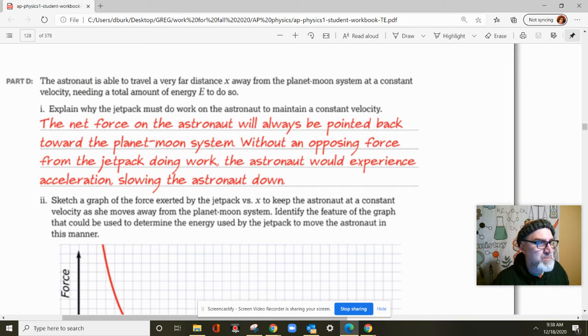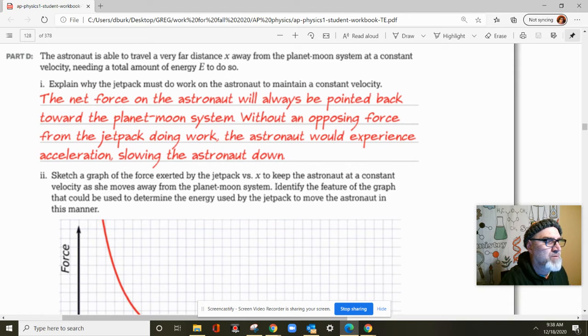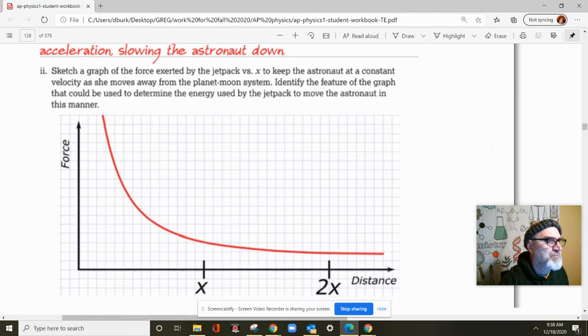The astronaut's just going to keep getting pulled slightly by the planet system. So you have to have the jetpack pushing against that all the time in order to keep going. Otherwise, it's going to pull you backwards. The planet will. This is a graph of the force exerted on the jetpack.